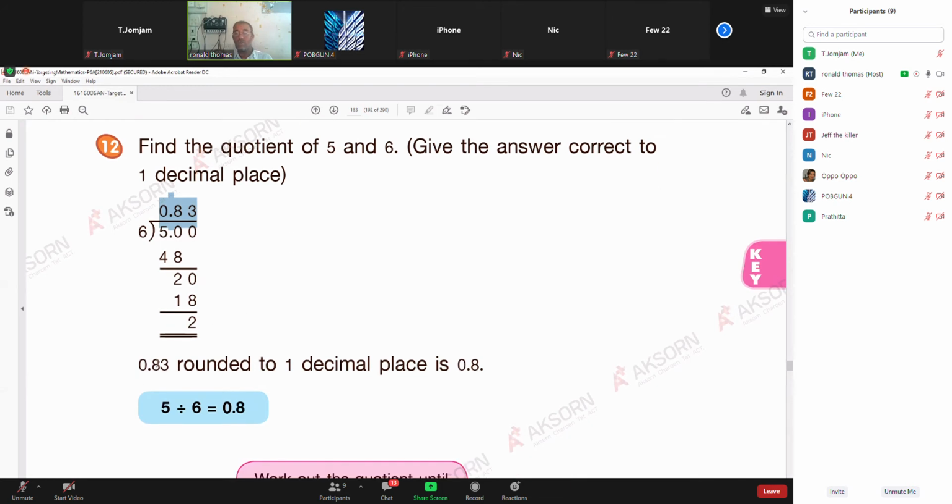Now, round it off. The nearest decimal place is 0.8. 0.83 is nearer to 0.8 than it is to 0.9. 0.8, 0.81, 0.82, 0.83.